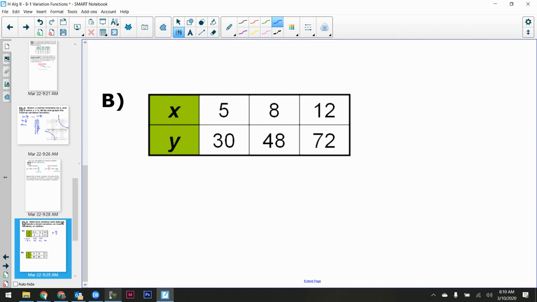Okay, what's y divided by x? 30 divided by 5? 6. 48 divided by 8? 72 divided by 12?